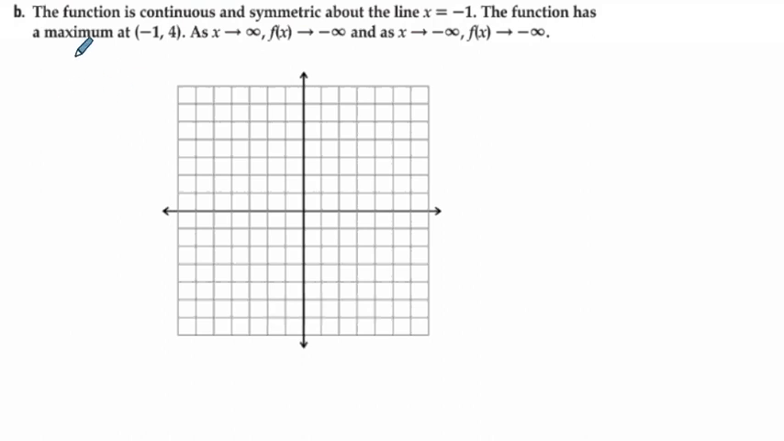It says the function is continuous and symmetric about the line x equals negative 1. The function has a maximum at negative 1, 4. As x approaches infinity, f of x approaches negative infinity. And as x approaches negative infinity, f of x approaches negative infinity. All right, so continuous and symmetric about the line x equals negative 1. Okay, so let's deal with that first.